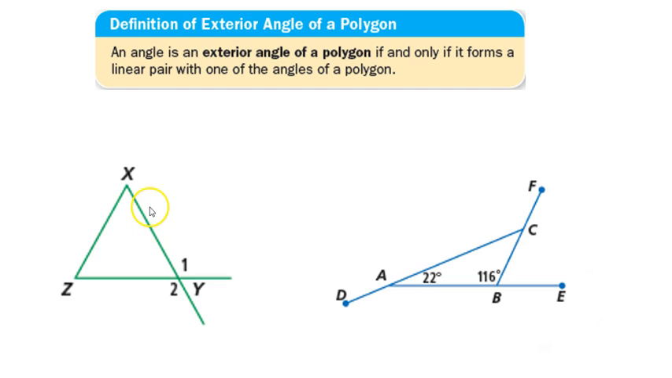Most might think, and it makes sense, that an exterior angle is on the outside of a polygon, which it is. But it's not the entirety of what you might think is on the outside of the polygon. So for instance, I have this triangle right here, XYZ. An exterior angle is on the outside of the triangle, but it has to form a linear pair with one of the angles on the inside of the polygon.